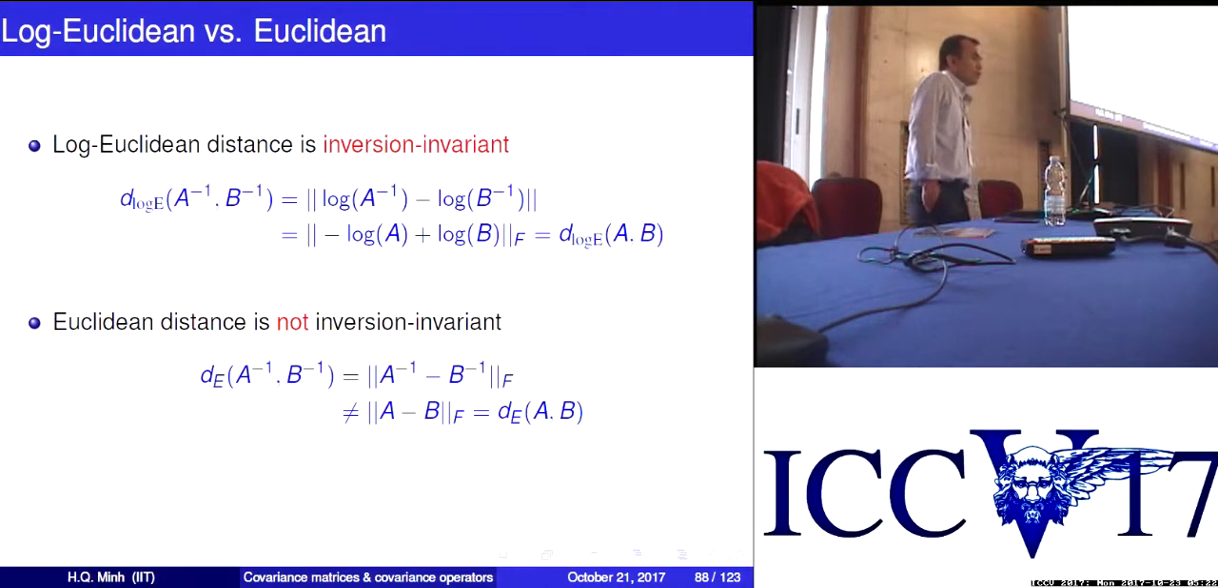And so that is one property where they are different. And then the log Euclidean distance is also inversion invariant. So if we invert both A and B, then the distance between A inverse and B inverse is actually the same, because the log of A inverse minus log of B inverse is the same as log A minus log B. So it stays the same, whereas the Euclidean distance is obviously not inversion invariant. So this is the second property where they are different.